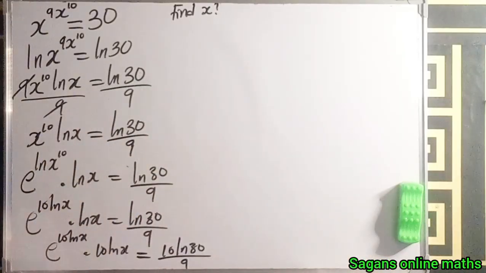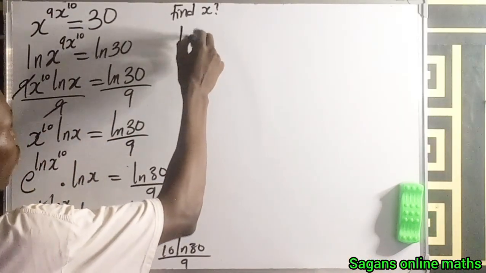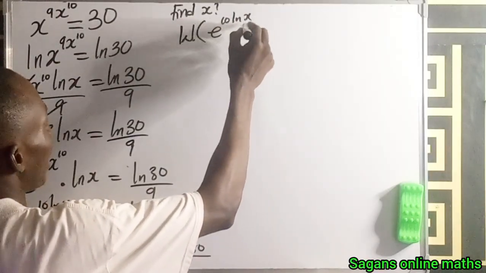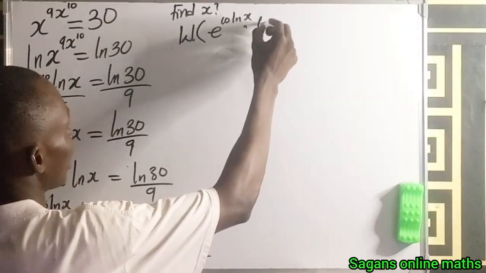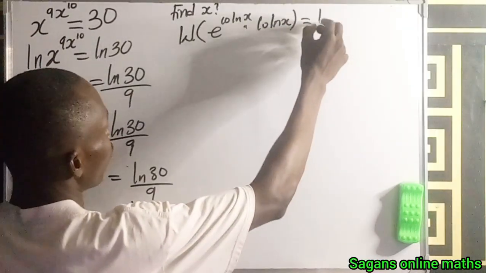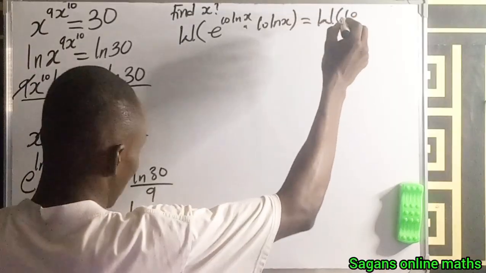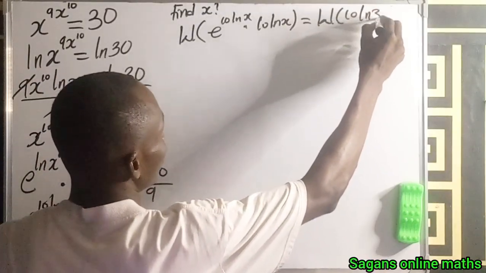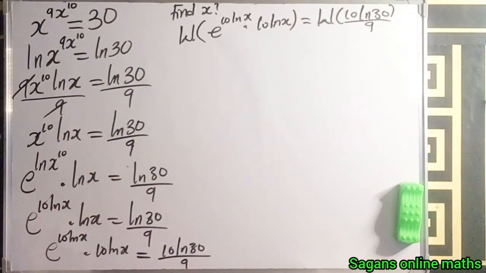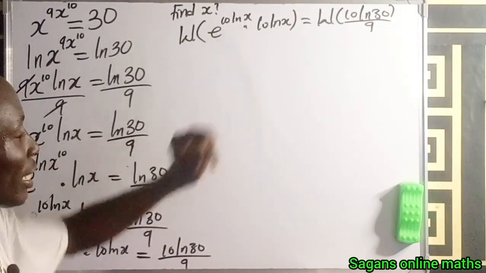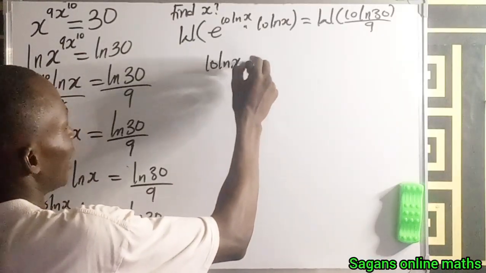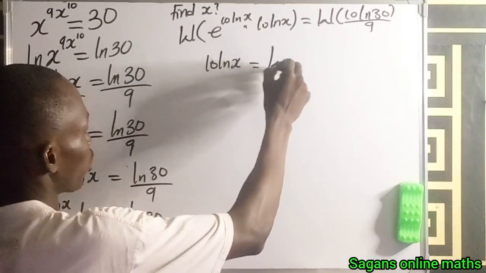All right, from here let's apply our Lambert W function. So the Lambert W function of e to the power 10 ln x multiplied by 10 ln x is equal to the Lambert W function of 10 ln 30 divided by 9. Okay, at this point, by obeying that property, what we're going to have here is just 10 ln x. So 10 ln x is equal to the Lambert W function of what?